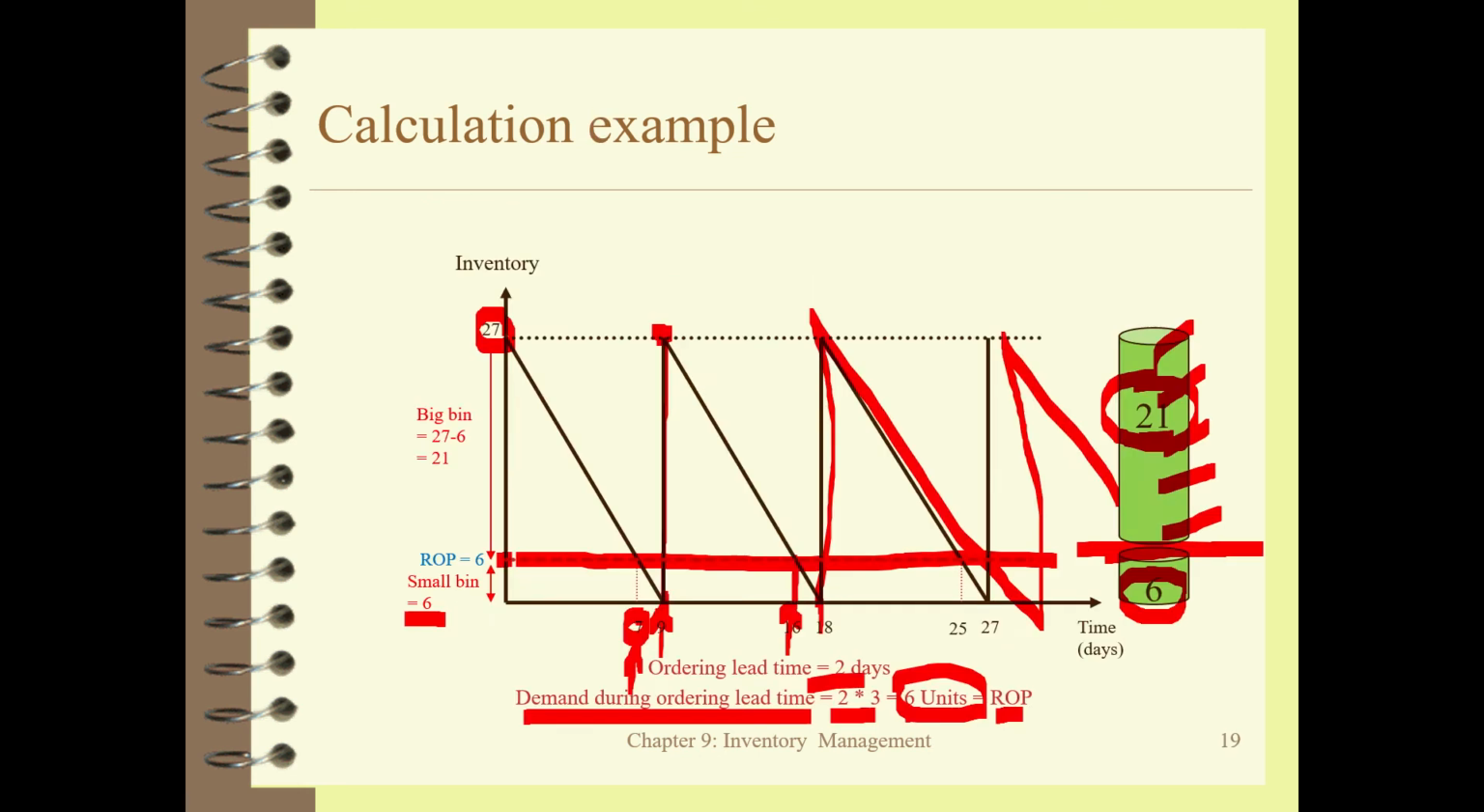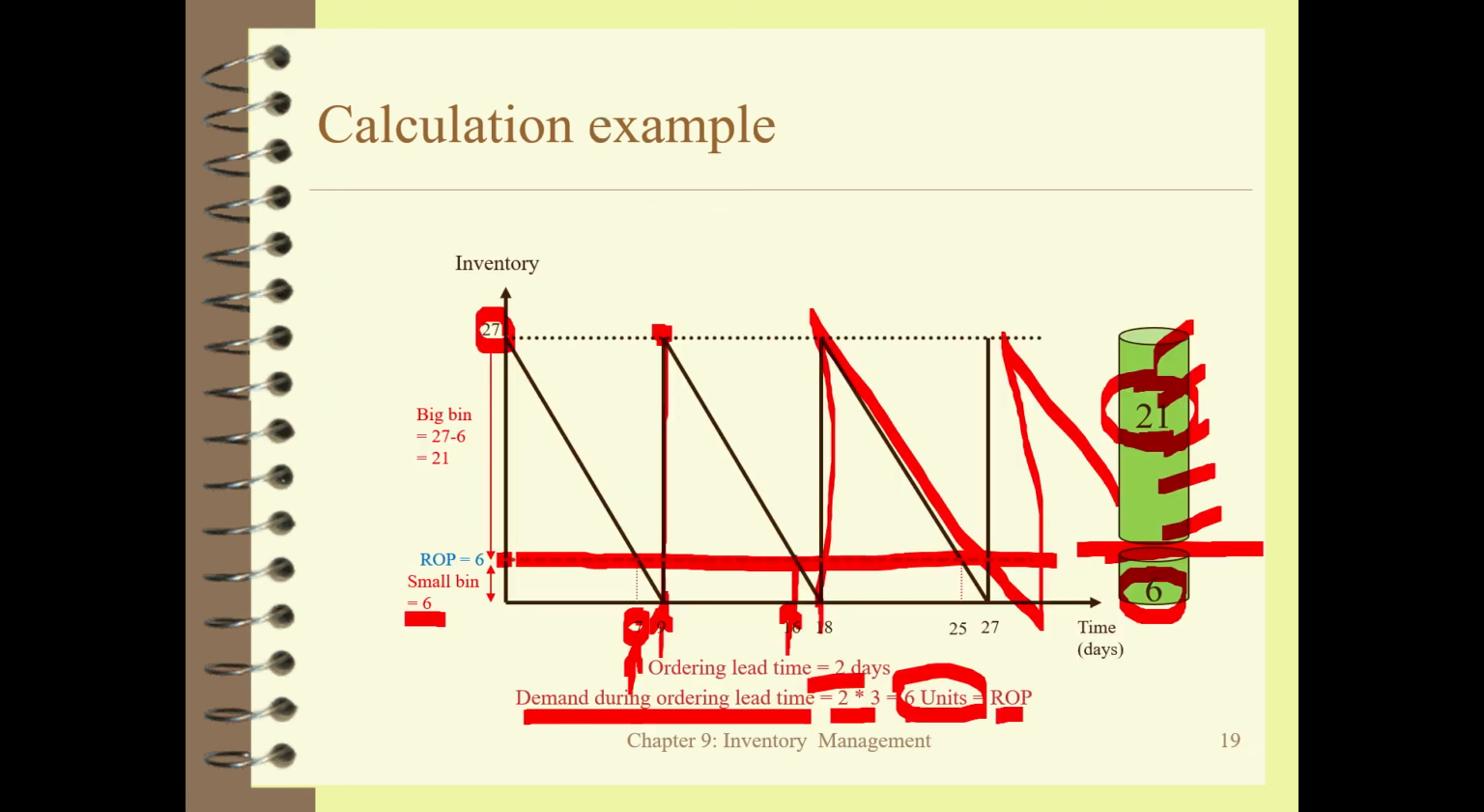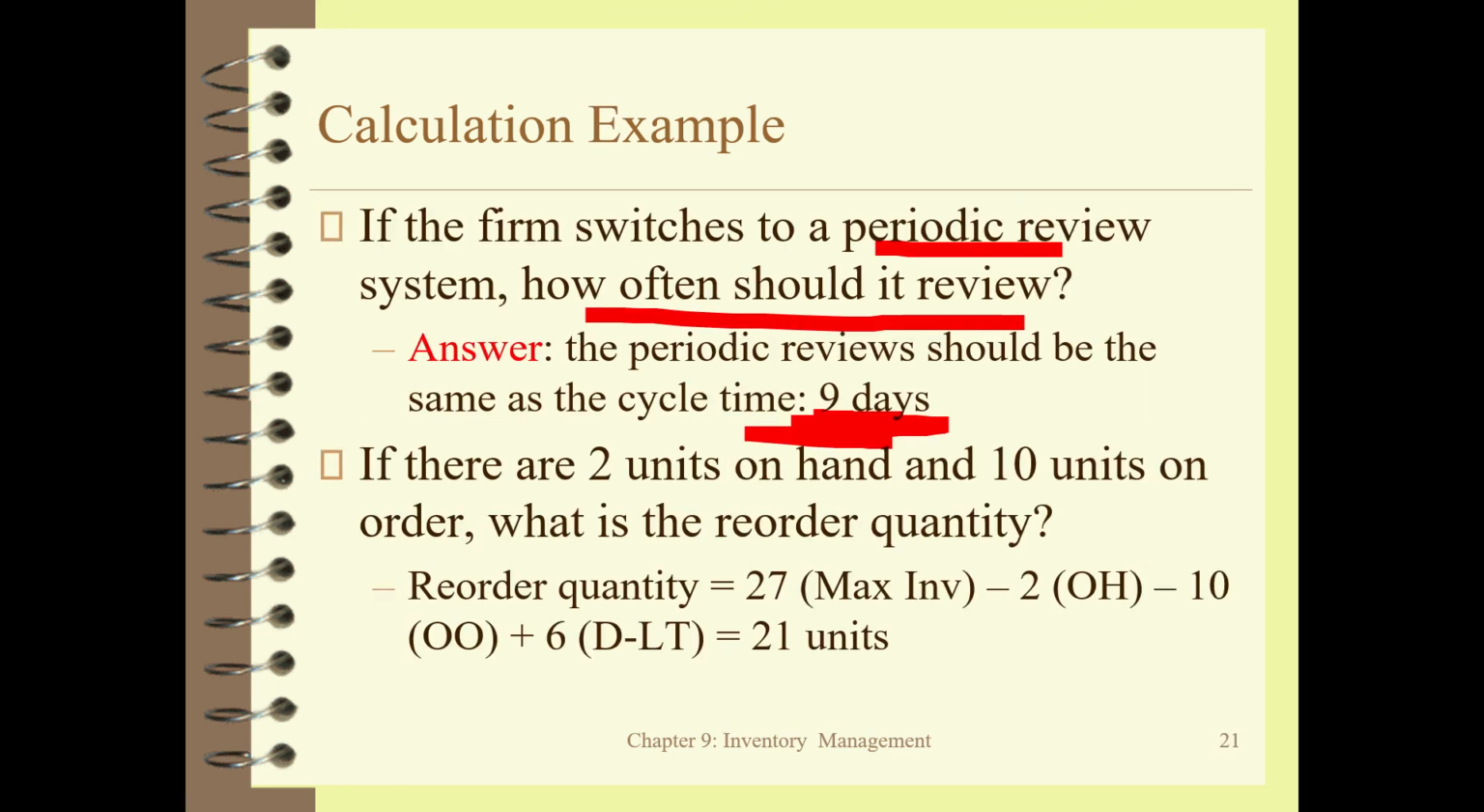Suppose you switch from the reorder point to the periodic review system with the 2 bins. So how often should it be reviewed? That is the cycle time, which is going to be 9 days, right? Every 9 days you just monitor. And again, if there are 2 units on hand and 10 units on order, what is going to be the reorder quantity?